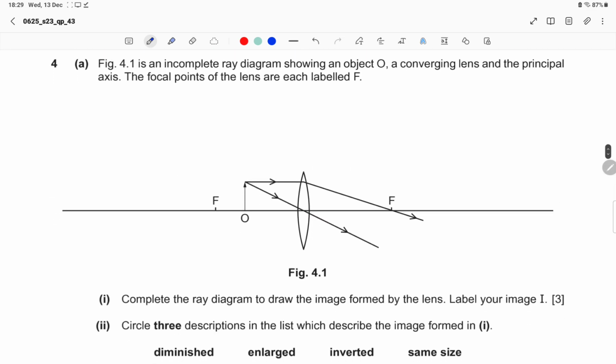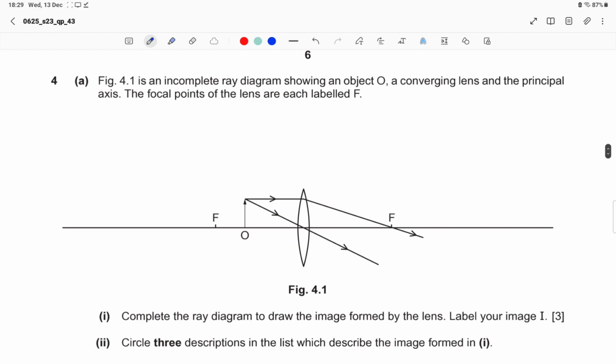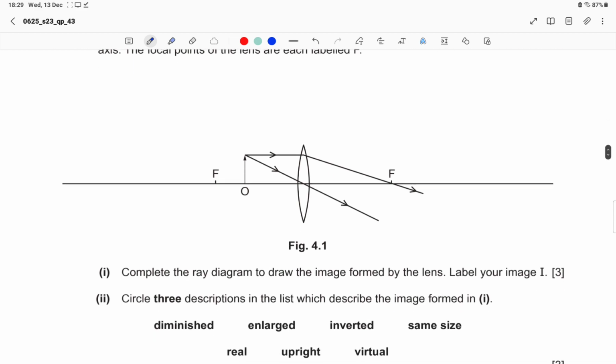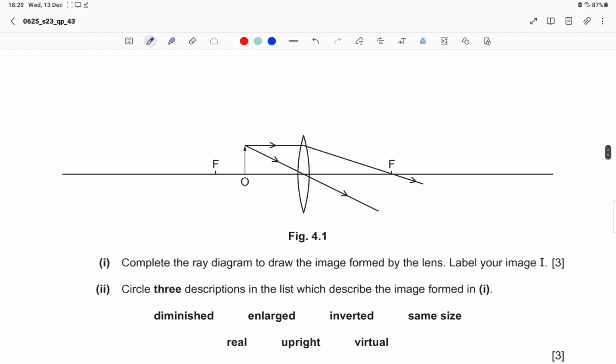Figure 4.1 is an incomplete ray diagram showing an object O, a converging lens and the principal axis. The principal focus is F. Complete the ray diagram to show the image. Okay, we know that if an object is placed inside the focal length, the rays are going to be like this. So the point where they are intersecting, that image will be drawn like this.